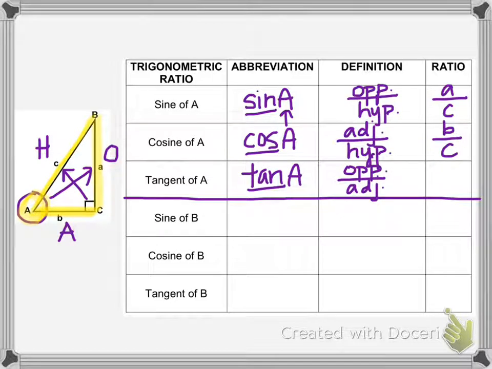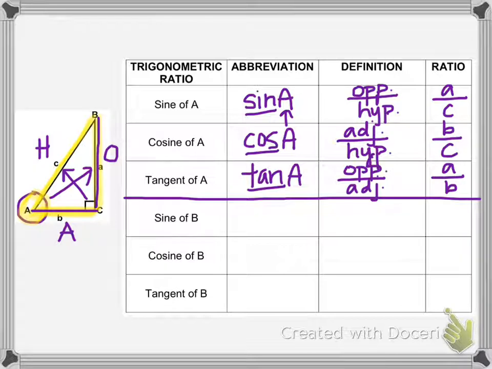So the opposite side was A, and the adjacent side was B. So A over B is an example of the ratio for the tangent of angle A. When you think adjacent, adjacent means next to. I think that gets students mixed up the most. So the adjacent leg is the one that's touching the angle. The opposite leg is the one that's across from it. And then, of course, you know the hypotenuse. So that's for angle A.